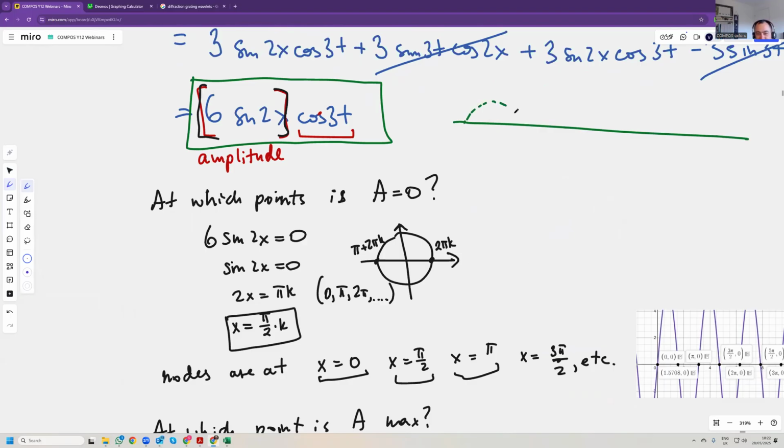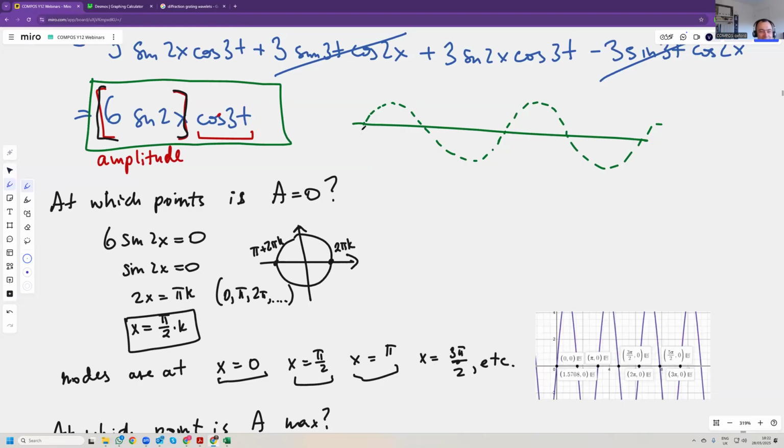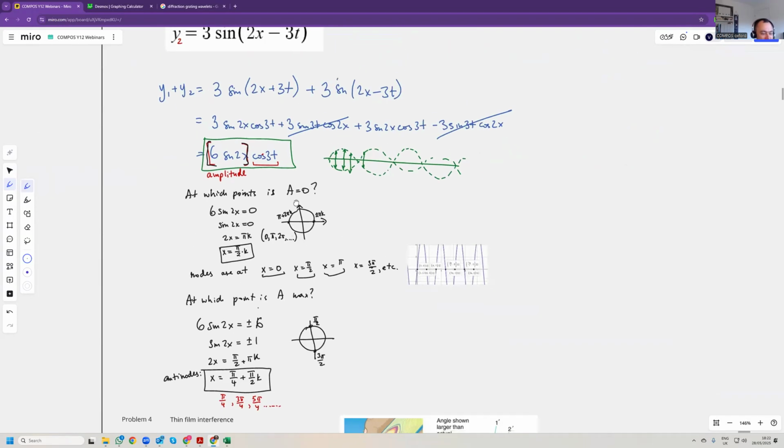So this is your amplitude, and between each point you have oscillation up and down. Well, that's what a standing wave is. Anyways, moving on.